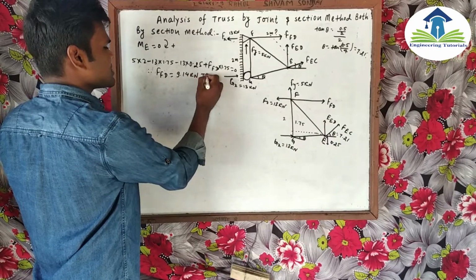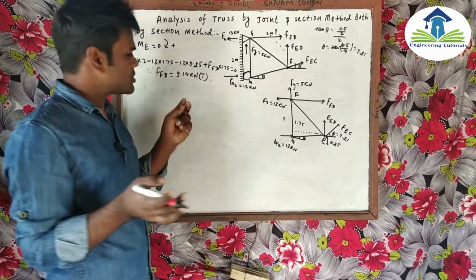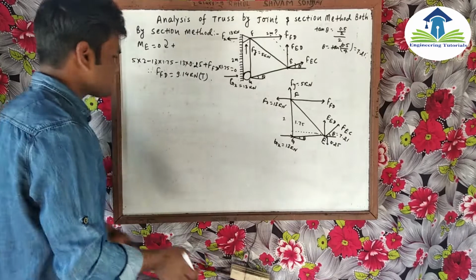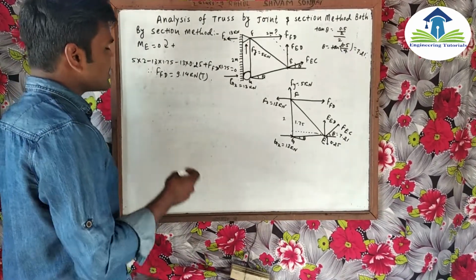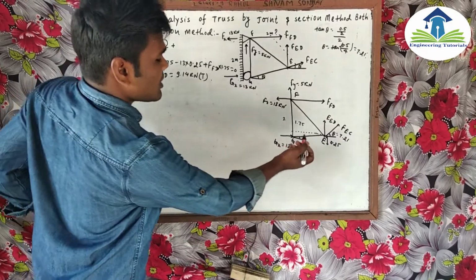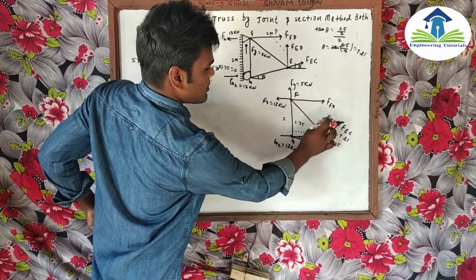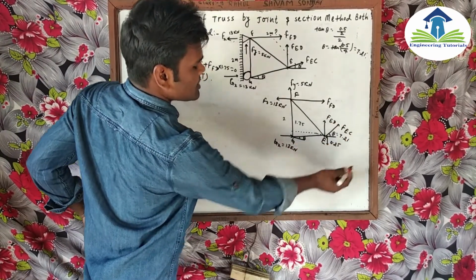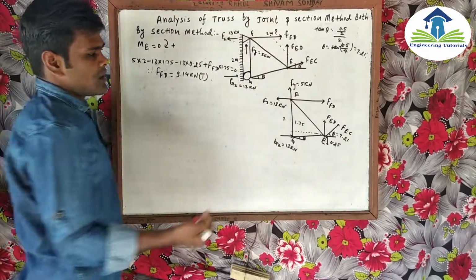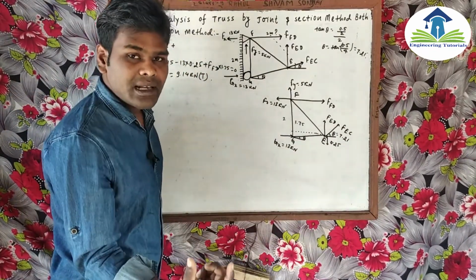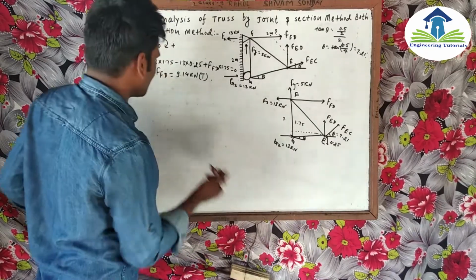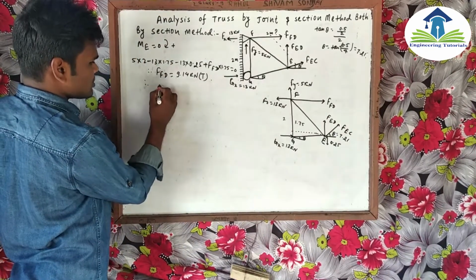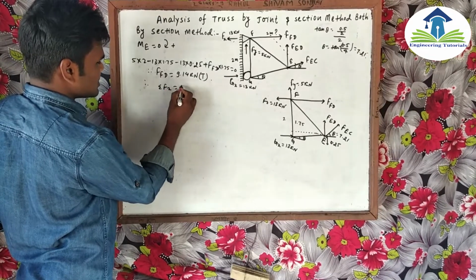This means this is a tension force. So one force we have calculated. Now we have to determine the values of FED and FEC. How can we find them? We can take the total vertical force equal to 0 and the total horizontal force equal to 0. Then we can calculate. So let's take total Fx equal to 0.